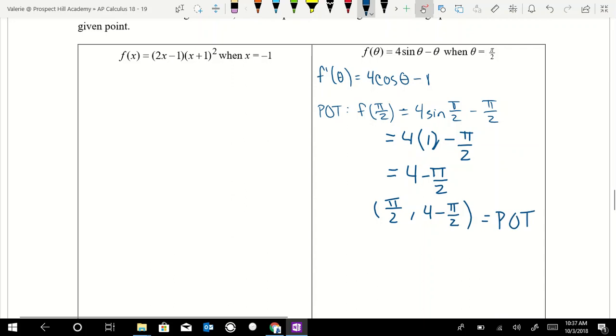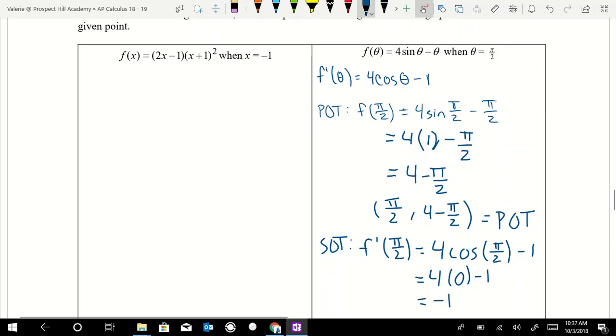So now to find our slope of tangency, we need to use our derivative function. So we have f prime of pi over 2 is equal to 4 cosine pi over 2 minus 1. So 4 cosine of pi over 2 is 0, minus 1. So our slope of tangency is negative 1.